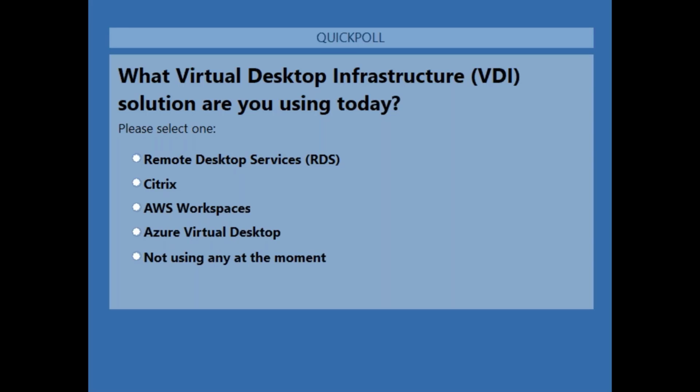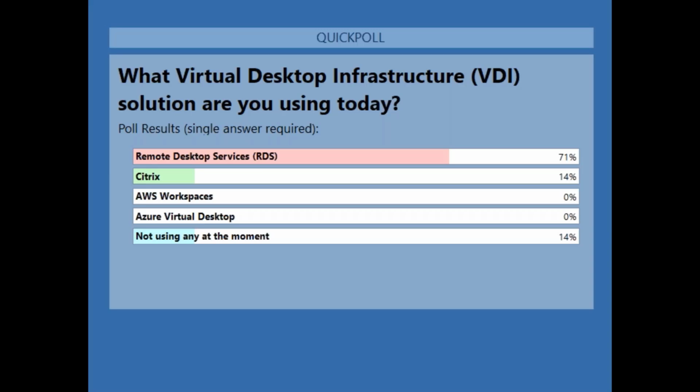Okay, let's see. Looking at the responses, it looks like the majority of our audience today is still using RDS, which is quite interesting. There are some using Citrix, and there's a small percentage which is not using any of these solutions at this stage. Okay, well that's good.